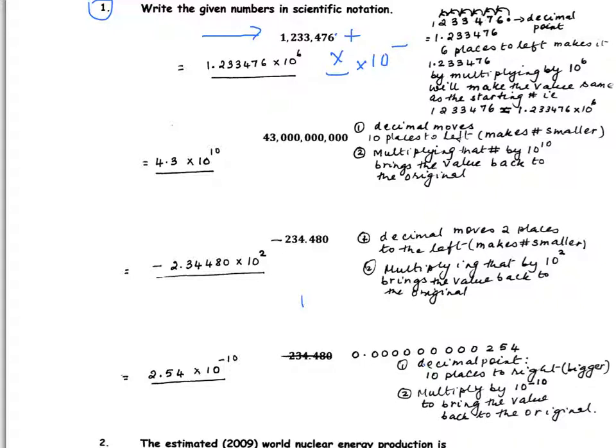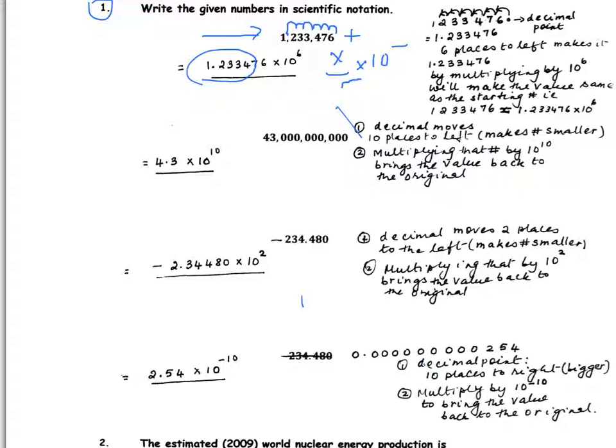So we start with the decimal point here and move places 1, 2, 3, 4, 5, 6. I stop here because if I place the decimal point exactly after 1, then I have 1.233476.